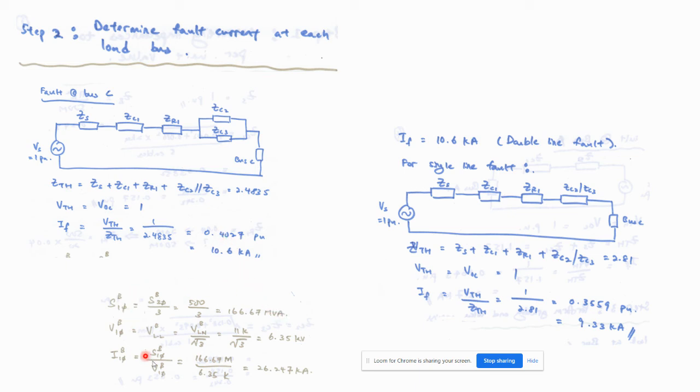Remember, the base value of the current that we are calculating has to be on a per phase basis, because when we do this Thevenin theorem analysis, this is on the per phase analysis. Therefore, you have to get the base value of the current on a per phase basis as well.